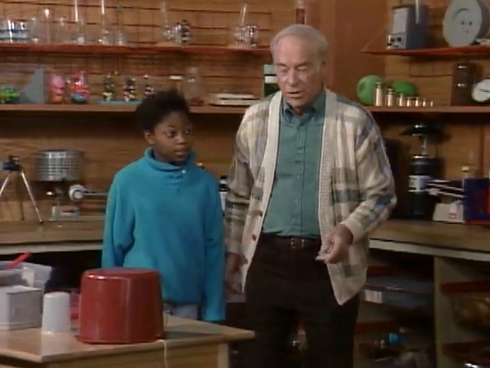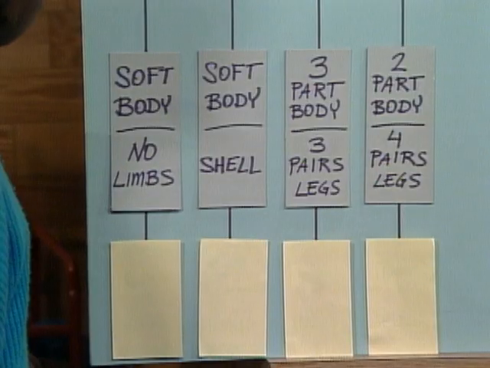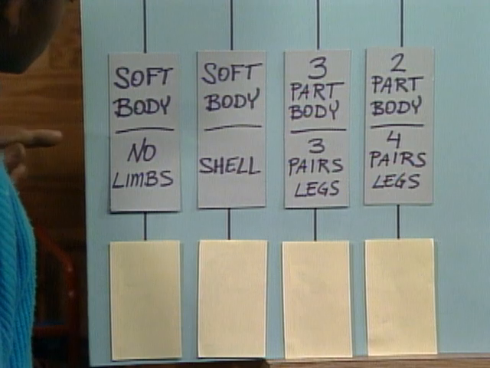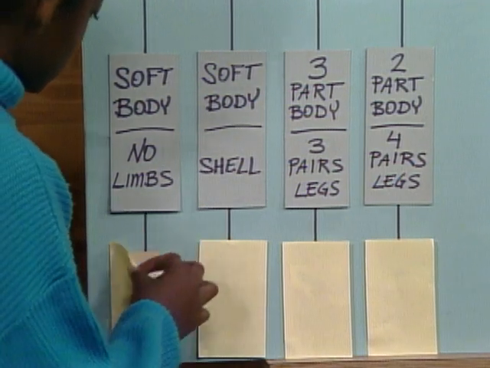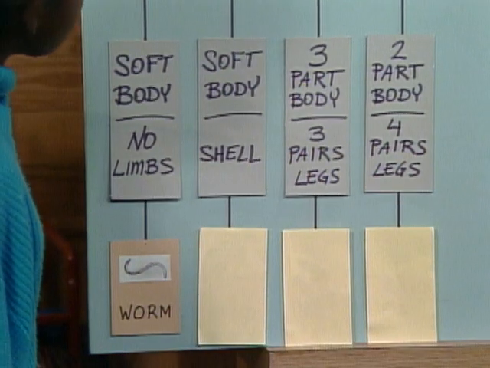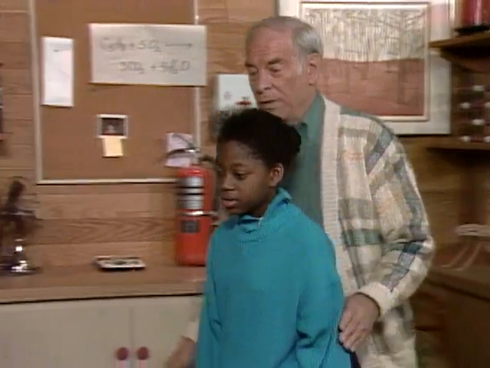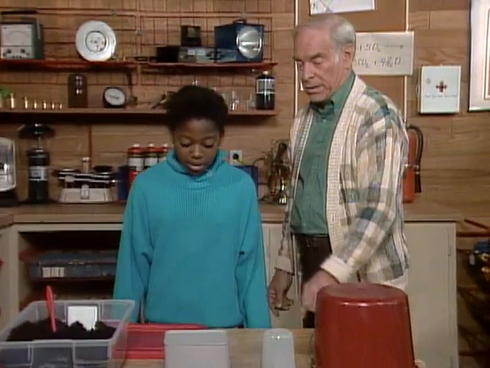Let's go back and see on the chart. If underneath that picture is an animal with no backbone, soft body and no limbs, which is then a worm. Okay, you were correct. Next, no backbone, soft body, and a shell, and that's over here on the table underneath that gray box. What could it be?